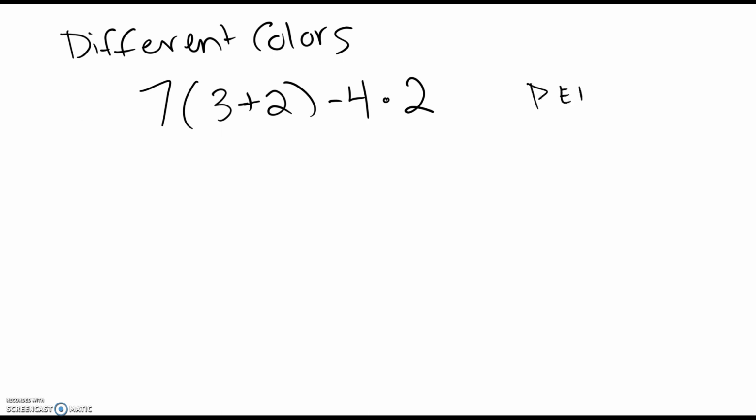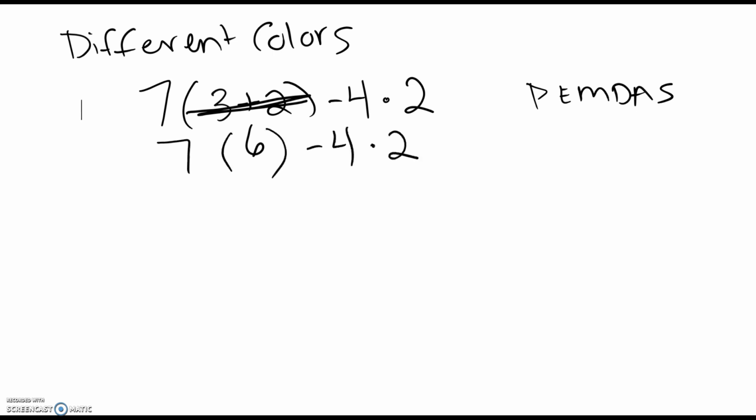Remember, I'm doing my PEMDAS. So I start with parentheses, and then I still do the symbols inside the parentheses. So 3 plus 2. Okay, so I know I'm starting there. So I find the answer, 6. I go up here and I cross this out, and I rewrite the entire problem. If you are using different colors, this is where you would change colors, and you would say, I am on to round 2.